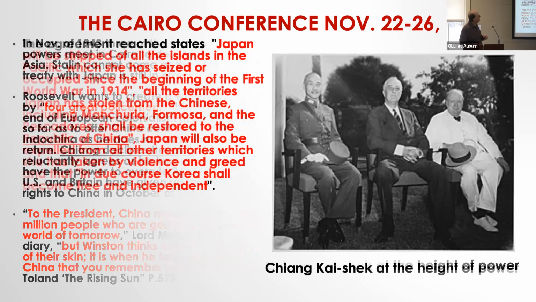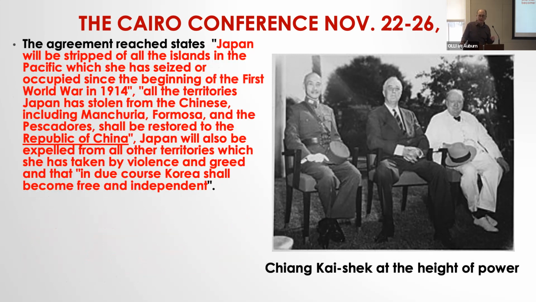Well, there's going to be some agreements made at Cairo, and agreements that we live with today. And the first thing states that Japan will be stripped of all islands in the Pacific, which she has seized or occupied since the beginning of the First World War in 1914. So remember, Japan fought on the side of the Allies in World War I. And indeed, they were given all the German possessions in Asia that were north of the equator. That including key areas in China, the Marianas Islands, for example, etc. So that all went to Japan. That's going to be stripped.